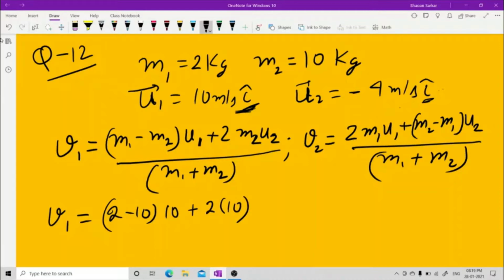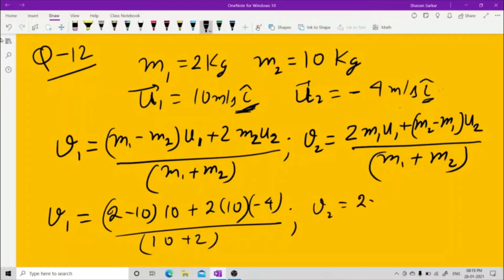You have minus 4, no problem. Now upon this you have 10 plus 2. Now in this case you have V2 is equal to 2M1, 2 into 2, this is minus U1 is 10, no problem. And M2 is 10 minus 2 into minus 4. What is that? The direction has been changed, so I took the minus sign along with it, to avoid a lot of calculations. Just remember this formula and put a minus sign wherever necessary.